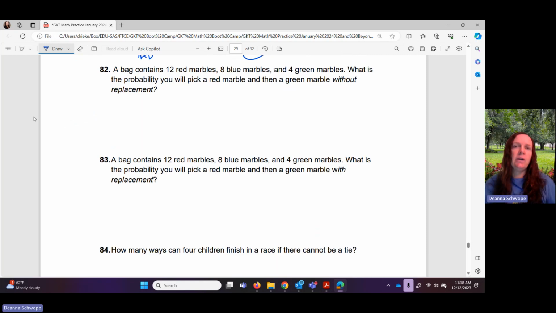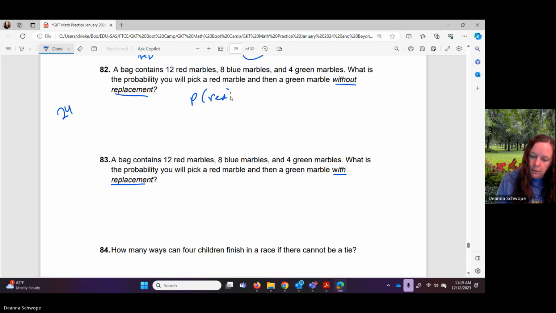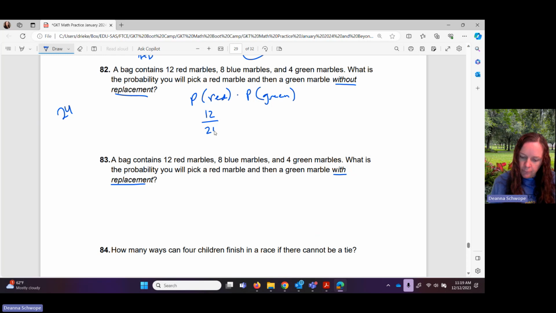All right, 82 and 83 are dealing with probability, compound probabilities. It is the probability of the first times the probability of the second. So we have a bag containing 12 red marbles, 8 blue marbles, and 4 green marbles. What is the probability you pick a red marble and then a green without replacement? And you'll notice in the next one, it says with replacement. There are 24 marbles in here. So basically it is the probability of a red times the probability of a green. All right, so probability of red, we had 12 red out of 24.